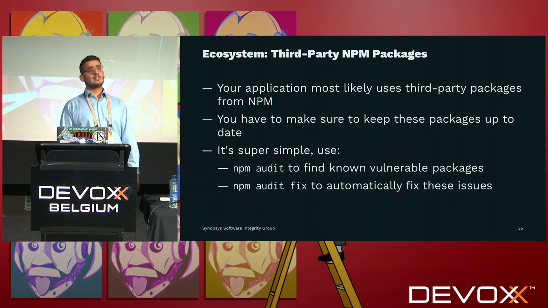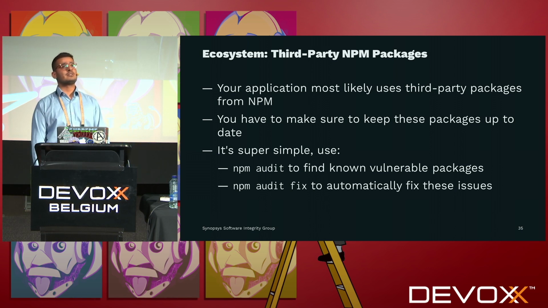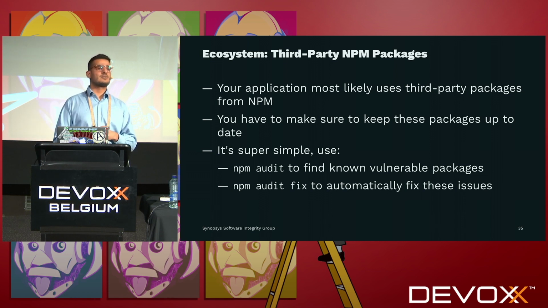And what's even better is that there's also NPM audit fix. Let's say there's a minor release of the package that's vulnerable. It will automatically upgrade that package for you, because most of the packages in the NPM ecosystem use semantic versioning, and so it can say, okay, hold on, this is vulnerable. Let's go ahead and fix this.